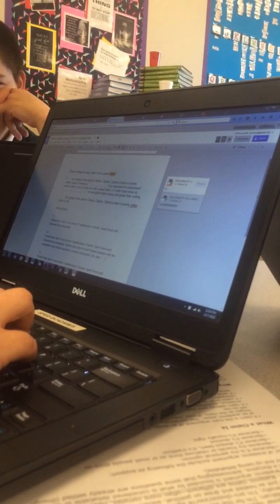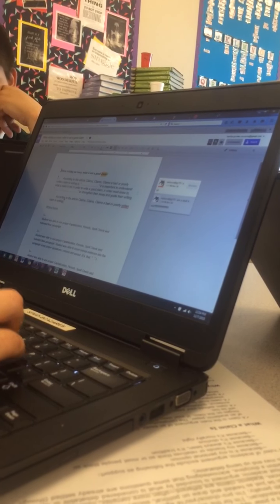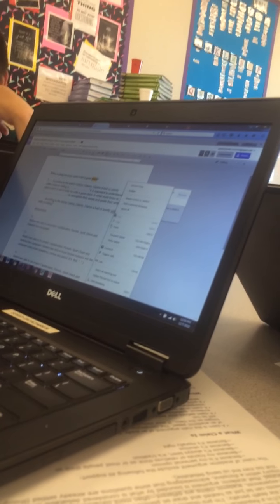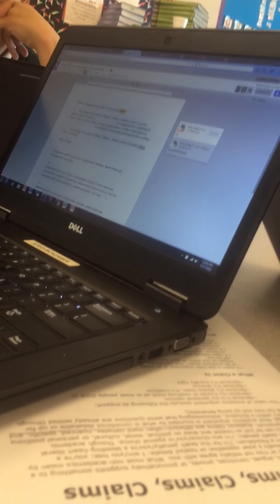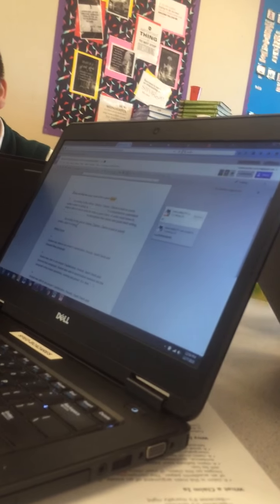According to the article, claims, a bad or poorly written claim in writing. You spelled written wrong, Miss. Good job. So in order to do spell check, let me show you real quick. You go to tools, spelling, and then you click change. Or you could just left click. Or you would right click in Microsoft Word, but in Google Chrome or this one you don't, and you have to go to tools.